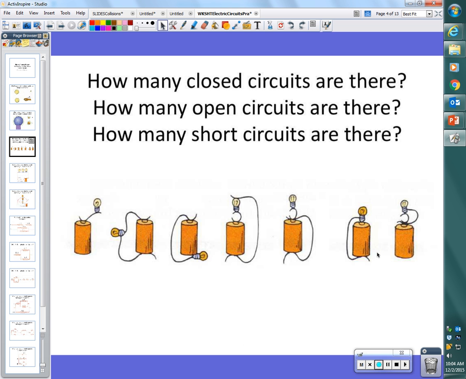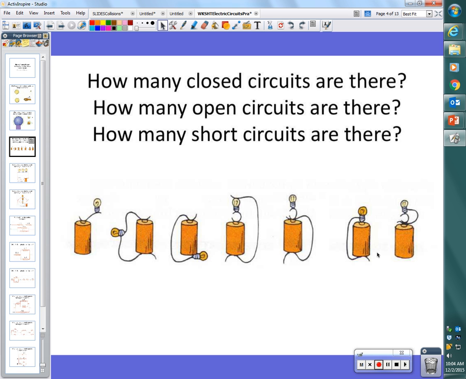here are pictures of 7 simple circuits. 3 questions. How many closed circuits are there? How many open circuits are there? How many short circuits are there? So, there are 3 components in here, right? These are batteries. These are light bulbs, right?